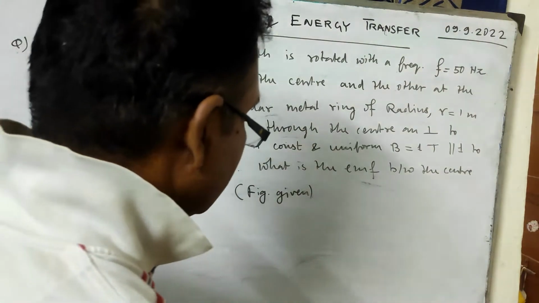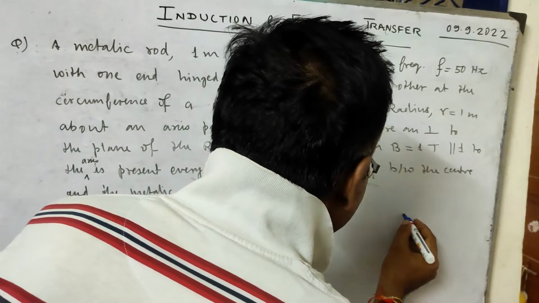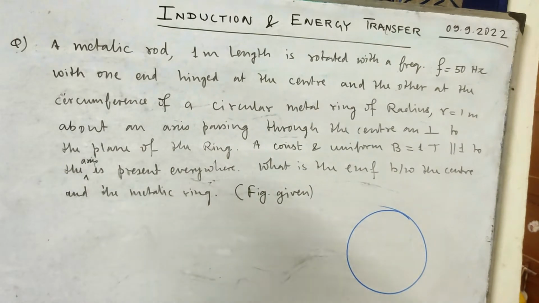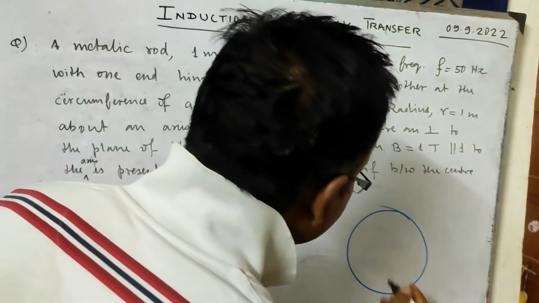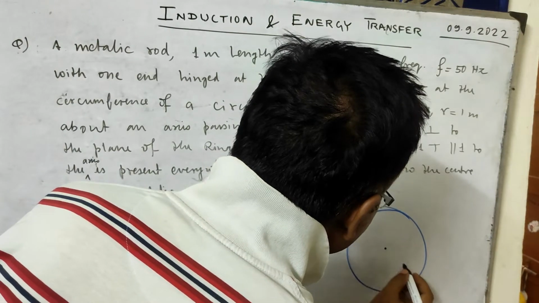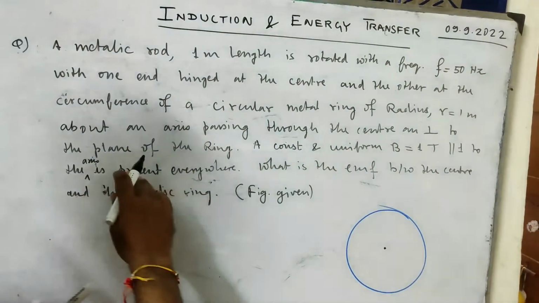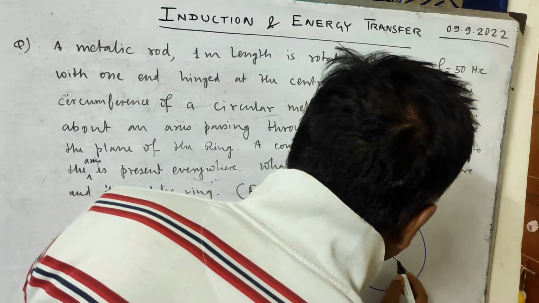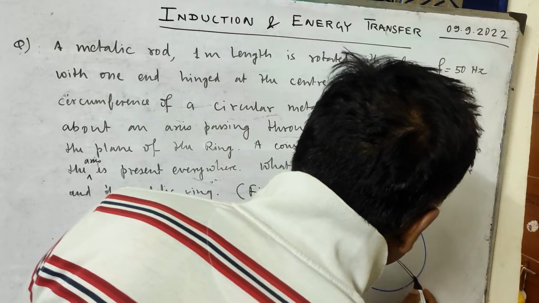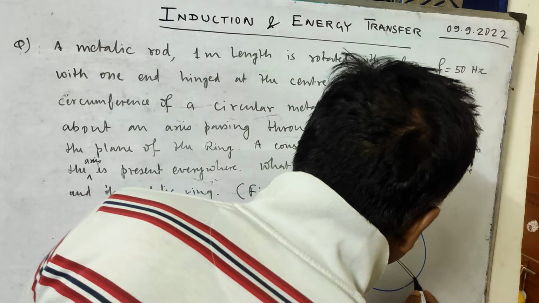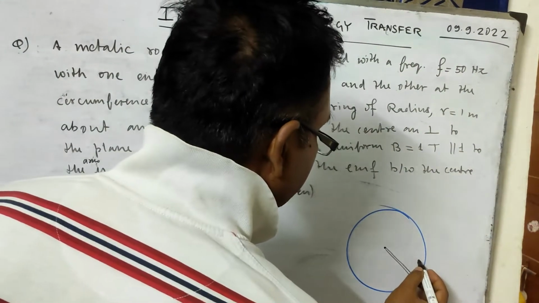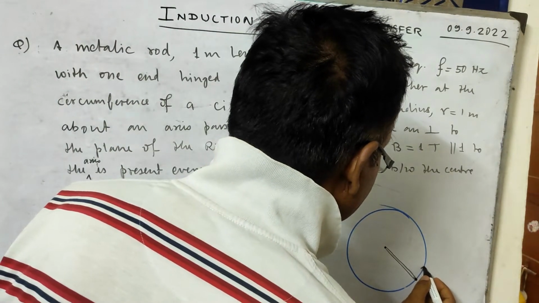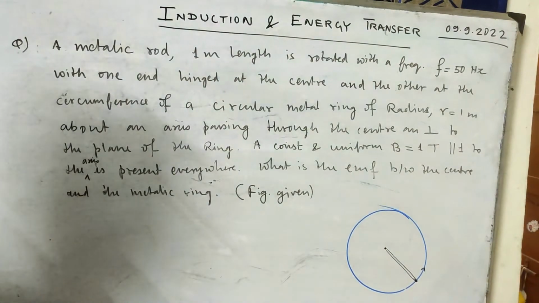So let us draw the plane of the ring. This is the plane of the ring. Next, you have the center here. At this center, one end is fixed. The ring radius is also 1 meter. I am taking the rod at a certain angle, and the other end is hinged at the circumference. So it is rotating in this manner. It may be clockwise or anti-clockwise, it is not given. Suppose I take the anti-clockwise direction.